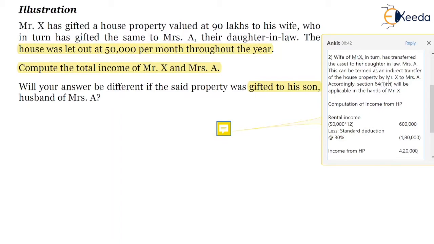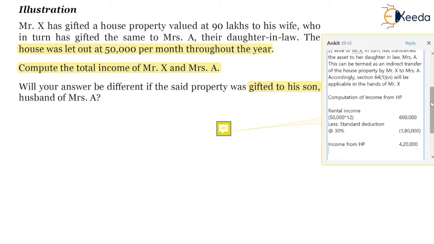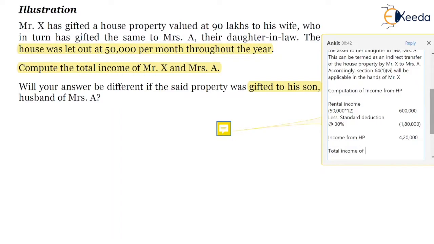correct? So this income from house property, if we see part 1, will be clubbed in the hands of Mr. X, right? As far as part 1 is concerned, wherein the house property is transferred to the spouse, in that case 4,20,000 will be clubbed in the hands of Mr. X. Also in the second part, 4,20,000 will continue to be taxable in the hands of Mr. X. Nothing will be taxable in the hands of Mrs. A in this case. So total income of Mr. X is 4,20,000, correct? There are no details of other income in this case, so we have assumed that this will be the total income.